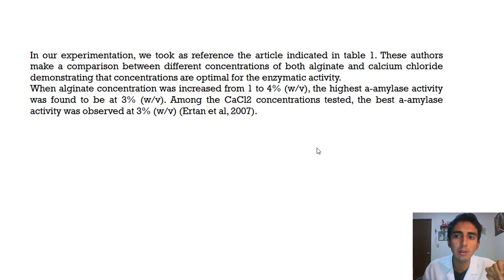It's indicated in table number 1, and these authors make comparisons between different concentrations of alginate and calcium chloride, demonstrating which concentrations are optimal for the enzymatic activity. When the alginate concentration was increased from 1 to 4% weight per volume, the highest alpha amylase activity was found at 3%, and the same for the calcium chloride concentrations tested, the best alpha amylase activity was observed at 3%.